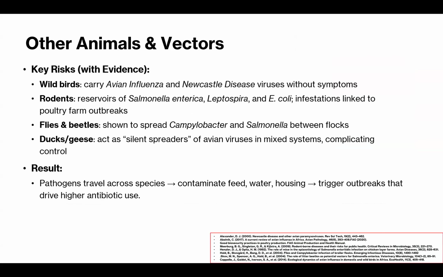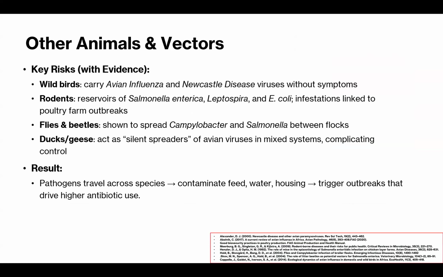So other risk factors are animal vectors. These include wild birds, which I've just mentioned earlier on. They carry avian influenza and Newcastle disease, which are very common poultry diseases. Rodents, most of you know of rodents, rats, among others, carry Salmonella, Leptospira, E. coli, which are linked to poultry farm outbreaks.